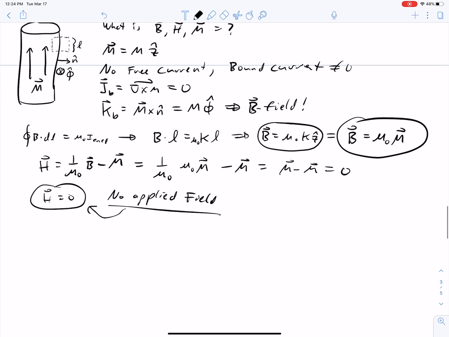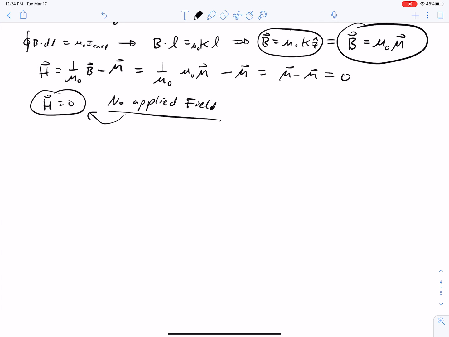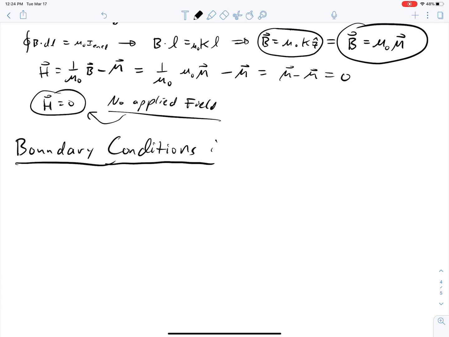Okay, so that just gives you a little sense of how to manipulate these formulas. But now the last thing I want to do is talk about boundary conditions, because now that we have H, it's important to think about what the boundary conditions are. And this will be the last thing that we do, boundary conditions, and then we'll be done. So here, let's talk about the boundary conditions on H, because whenever we come up with a new field, it's important to always figure out what the boundary conditions are.